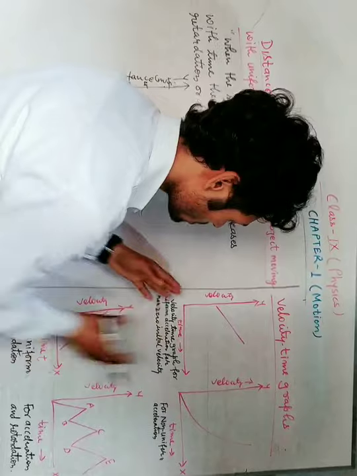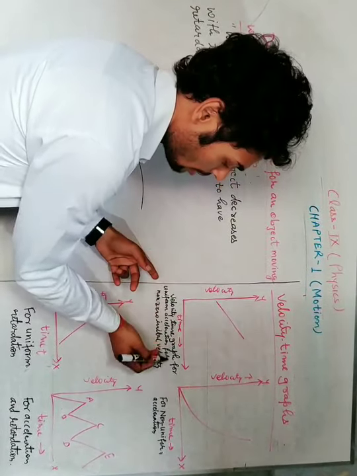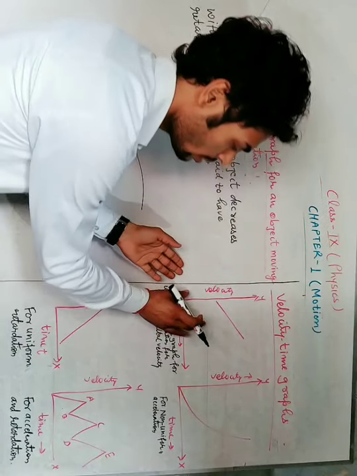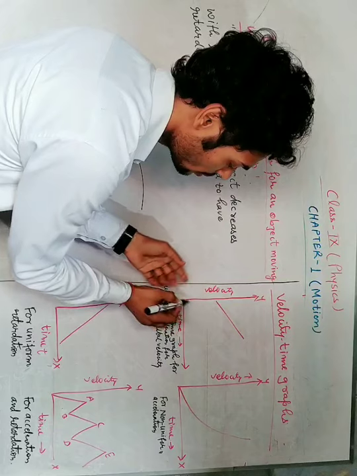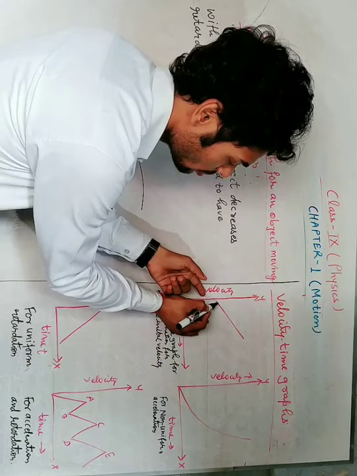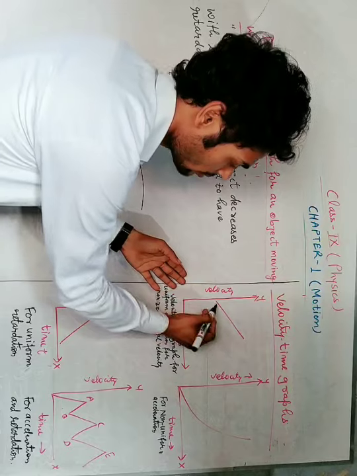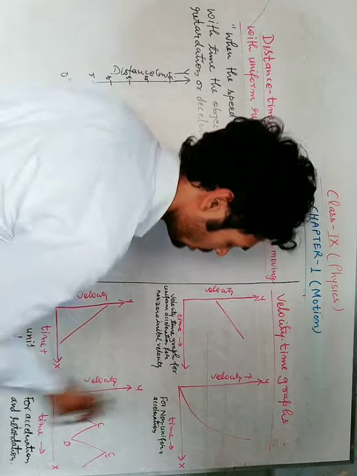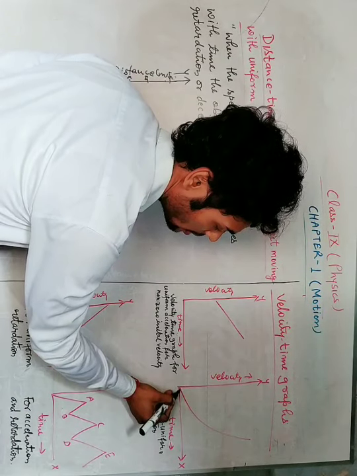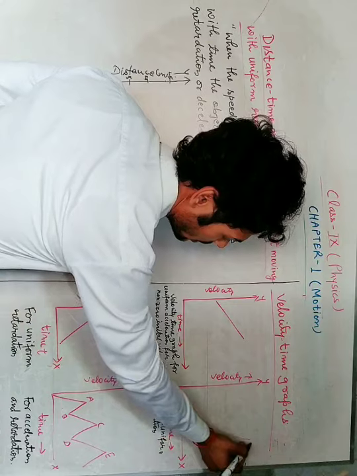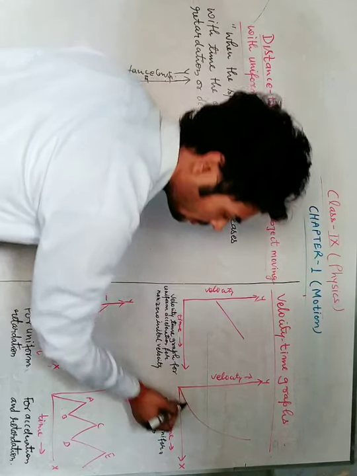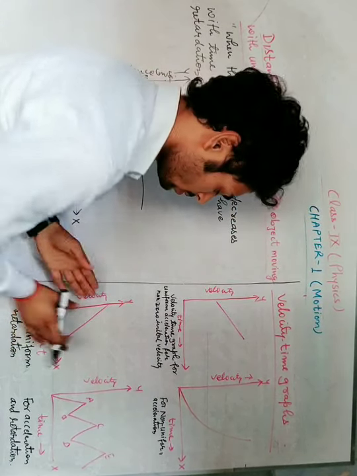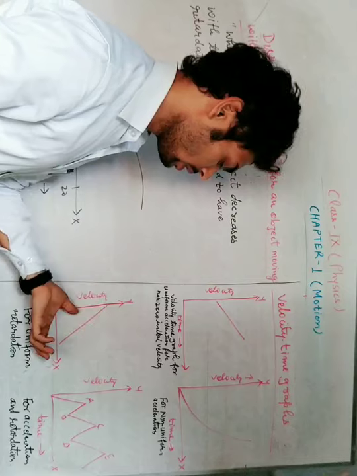Velocity time graph. First, velocity time graph for uniform acceleration with non-zero initial velocity. If any object is moving with non-zero initial velocity, then we can draw the graph. It starts moving and has a position here. Then we can draw the graph in this way. And last, non-uniform acceleration. When any object starts moving and its velocity increases with time, then the graph is drawn in this way. And next, for uniform retardation, we can draw the graph in this way.